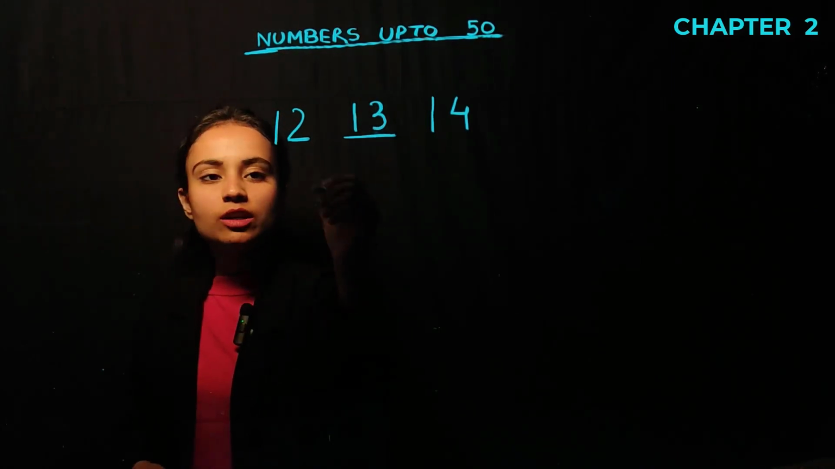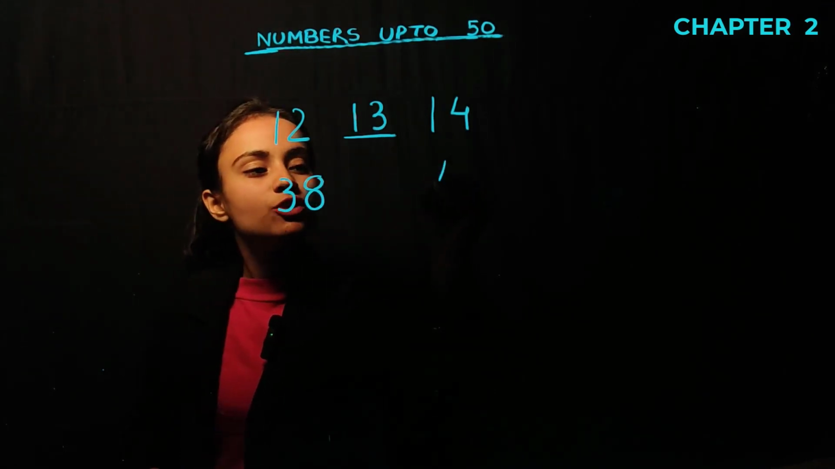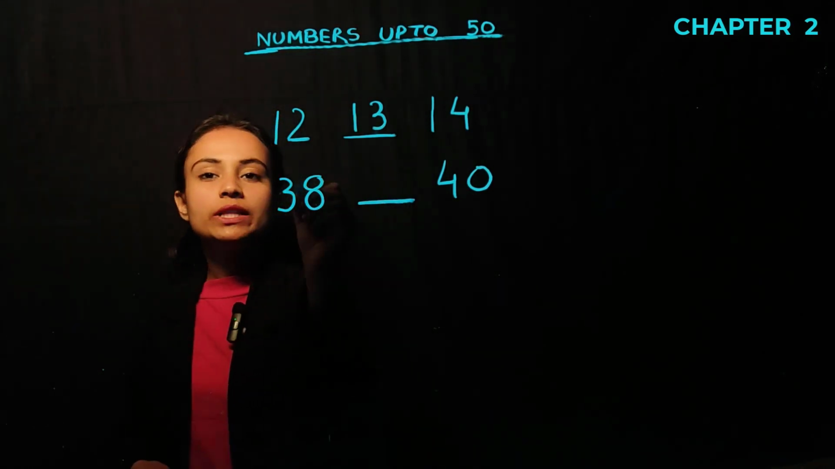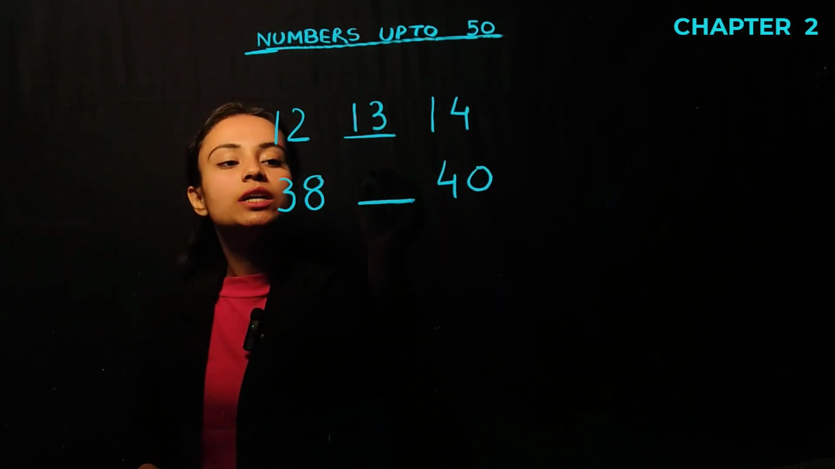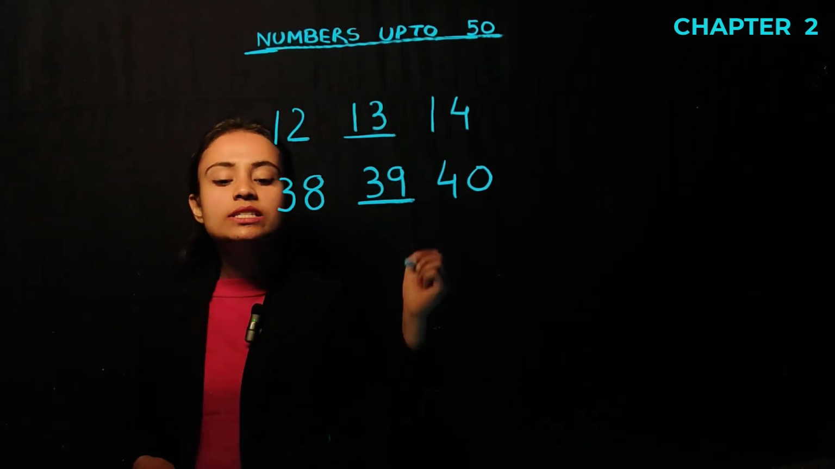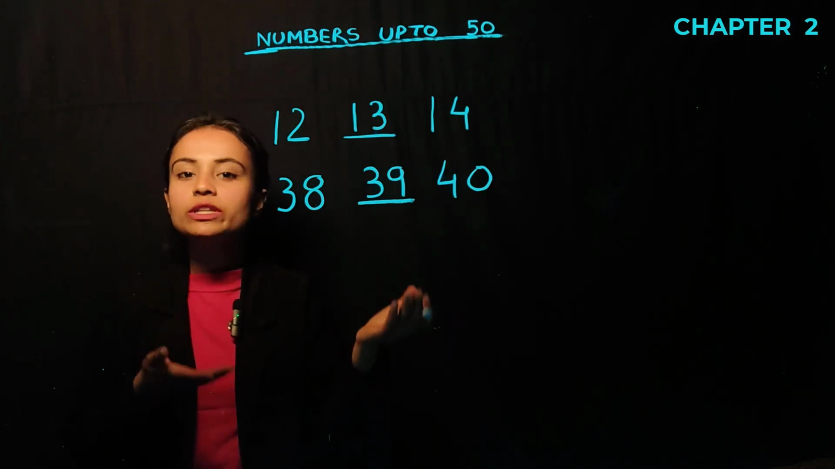Let's see the another part. Here it is 38 and here it is 40. We have to write the number which comes between them. Between 38 and 40, it comes 39. So we'll write 39 here. In the similar manner, you have to perform rest of the parts. So I hope you can do them by yourself.